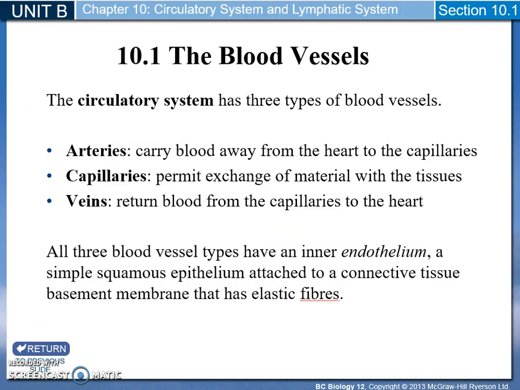So looking at the circulatory system, we have three types of blood vessels. We have arteries, which carry blood away from the heart to the capillaries. The capillaries permit exchange of material with the tissues from the blood, and veins return blood from the capillaries back to the heart. Each of these types of vessels has an endothelium, which is a simple squamous epithelium attached to a connective tissue basement membrane that has elastic fibers.